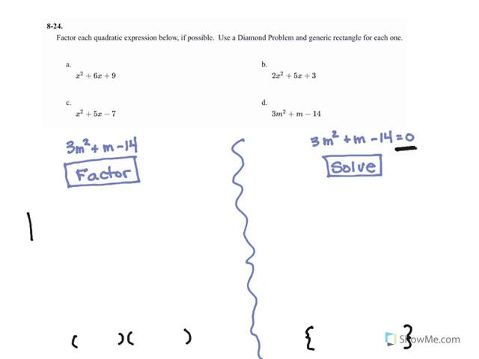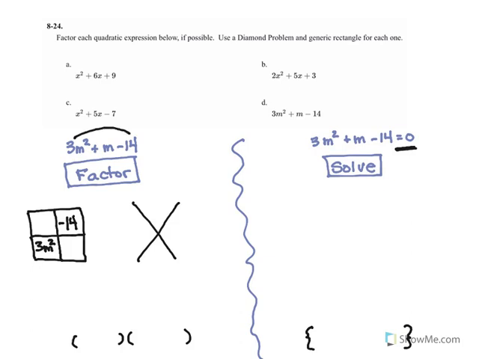We're going to start out with a box, just like we always do. And my first term goes in this box, the bottom left one. My last term goes in the top right box. And now I need my diamond. I'm going to multiply the first and the last term to get the top of the diamond. So that would give me negative 42m squared. And the bottom is my middle term, which is just m.